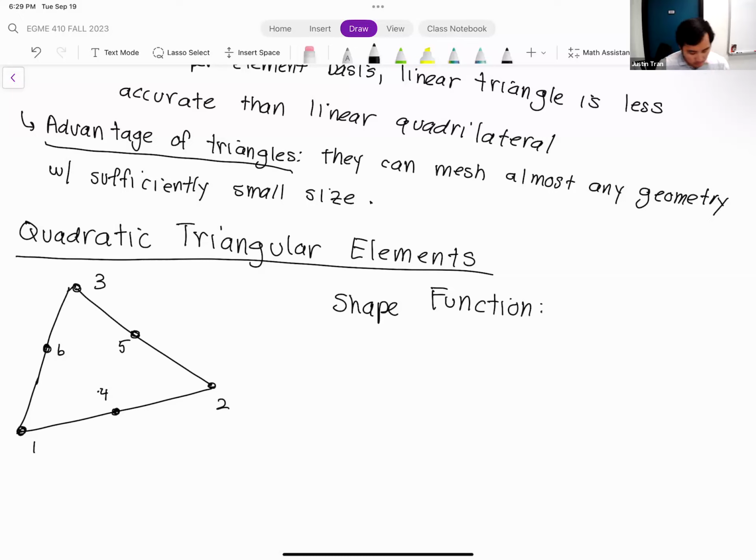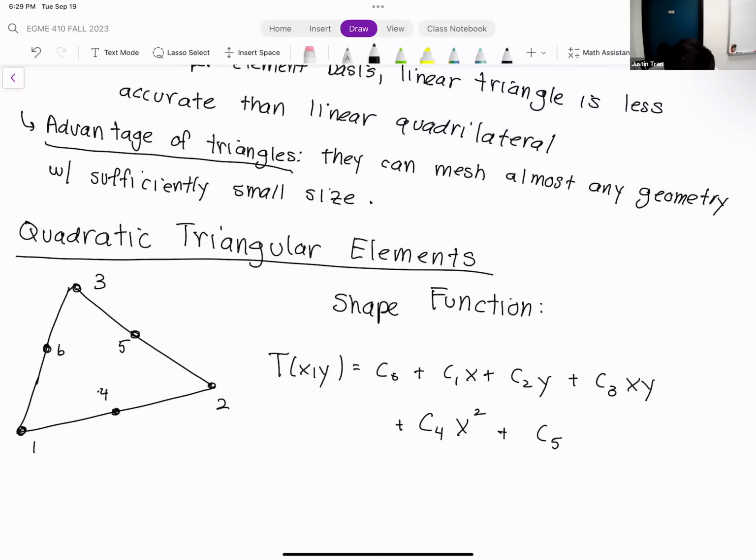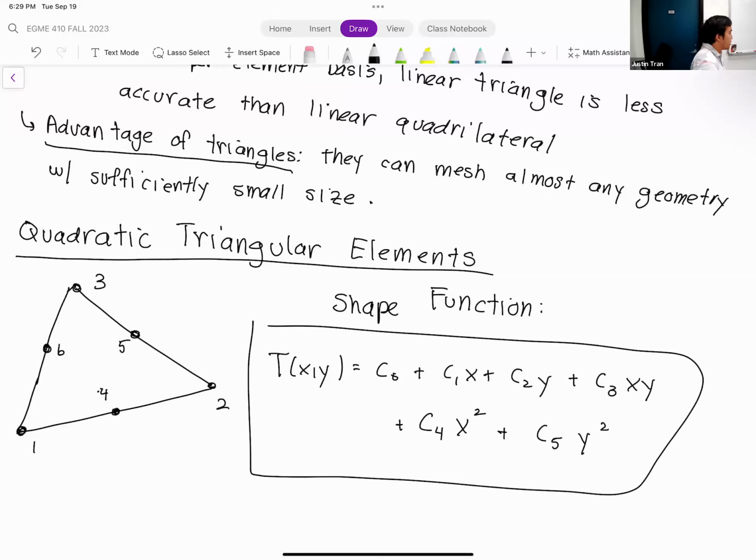Okay. The shape function in this case, T of x, y, is c0 plus c1x plus c2y. We're going to add the cross term, so we're going to add the xy term there. Okay. And then we're going to add the first order quadratic terms, so c4x squared and c5y squared.